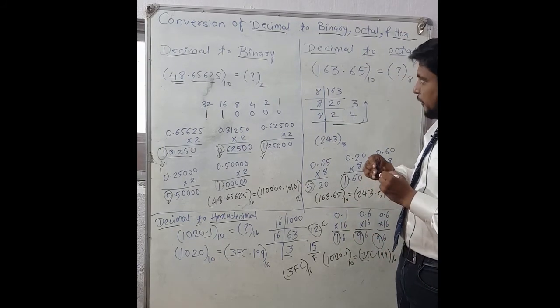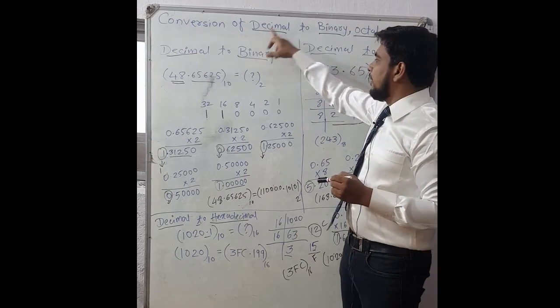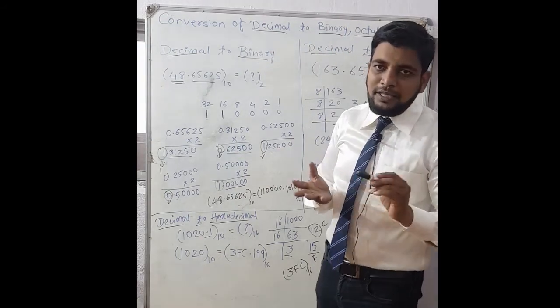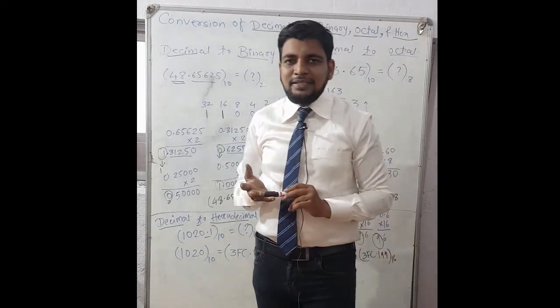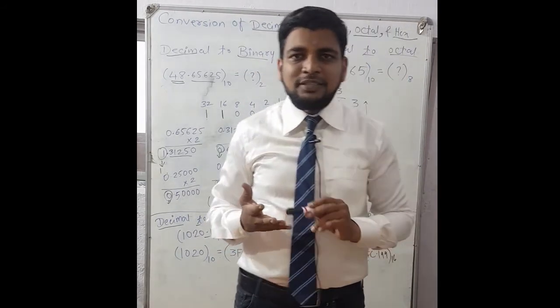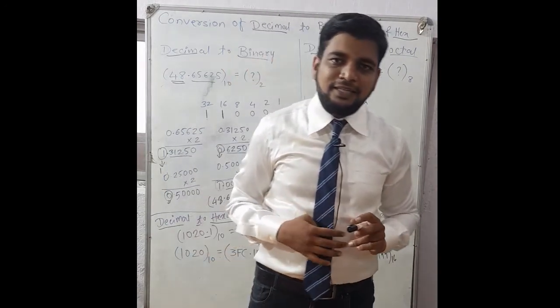In this way you can convert a decimal number into all the number systems: decimal to binary, decimal to octal, decimal to hexadecimal. In the next lecture we will see binary to any number system, octal to any number system, and hexadecimal to any number system.